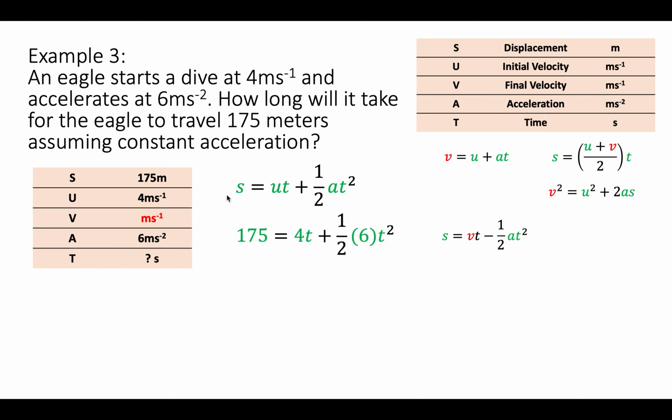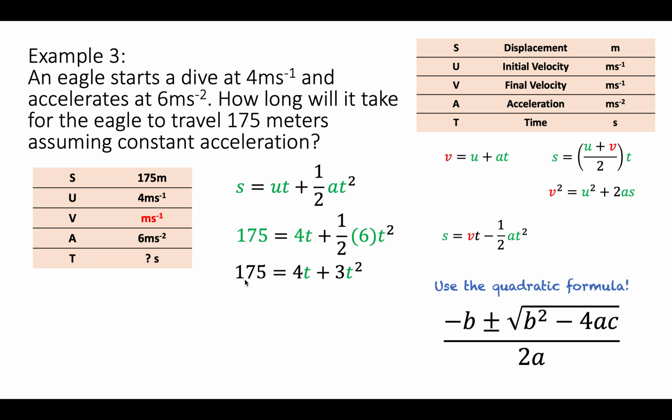I substitute the numbers in. S is 175, U is 4, and A is 6. Half times 6 is 3, and we've simplified this. And I'm going to use the quadratic formula to solve this, because it's a quadratic. So the first thing I have to do is rearrange it to make it equal to 0, because to solve quadratics I always make them equal to 0.